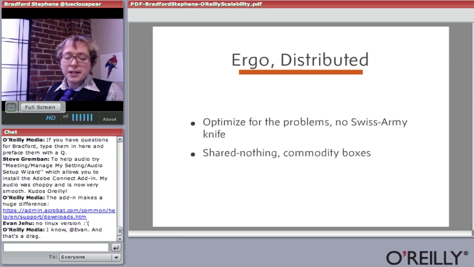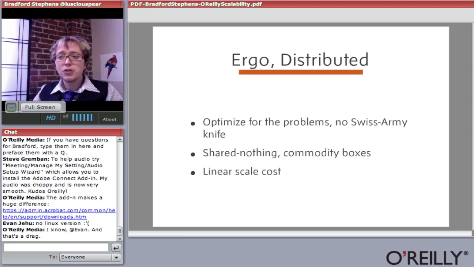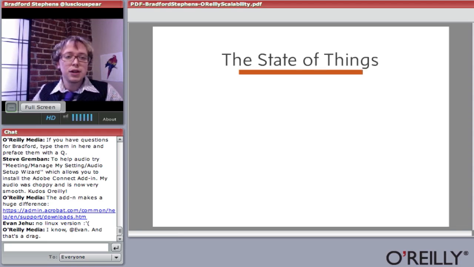stuff like that. And these infrastructures are often going to be shared nothing, meaning very rarely is there a single point of failure. Even Hadoop doesn't have a single point of failure these days. Things like that. And you'll want it to scale linearly. If you have twice as much hardware, you would expect it to be twice as fast or handle twice as much data.